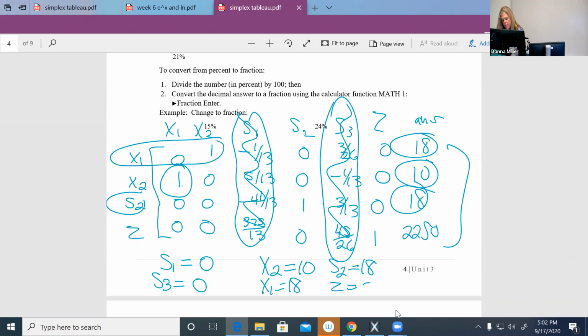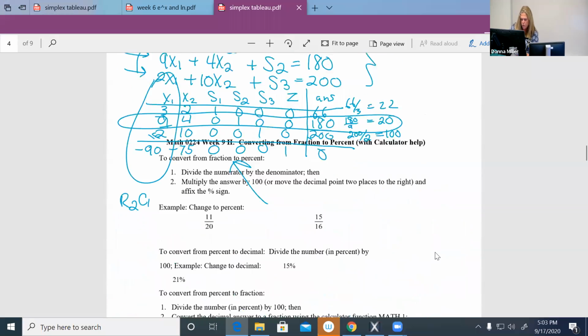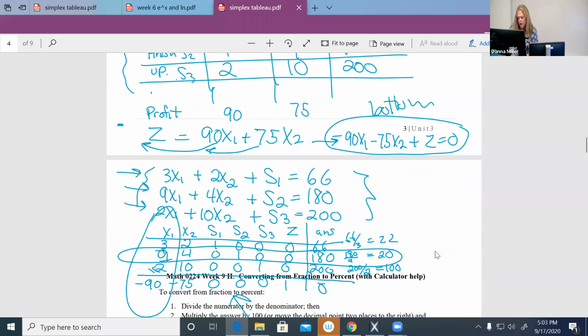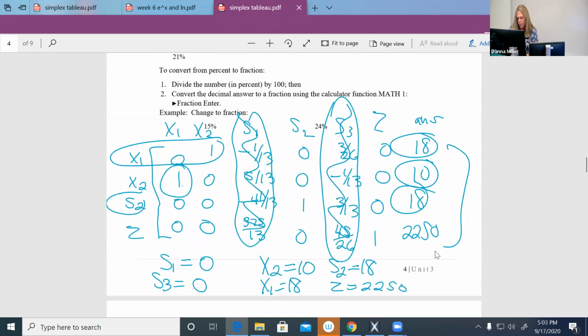That's my maximum profit. So what this tells me is, I think X1 was chairs, right? So I need to make 18 chairs and 10 sofas to maximize my profit. My maximum profit will be 2250. All right? I will have no leftovers of S1 or S3, so I'll have no leftovers of carpentry or upholstery. I will have S2, I'll have a leftover of 18 hours, and that's your finishing hours. Okay, so that's how you read one of these things.